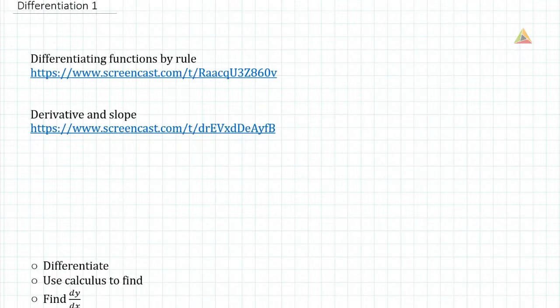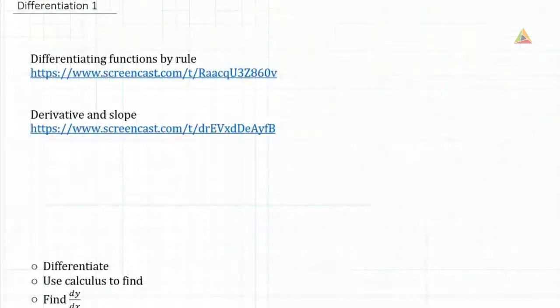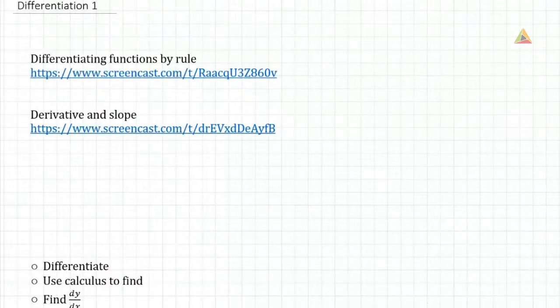So the first video there is the rules of how we differentiate functions. So differentiating functions by rule, and this will just go through practicing how we differentiate our functions. And the second one is what's called the derivative and slope. So this is a video that just looks at a couple of examples of using differentiation and using slope.